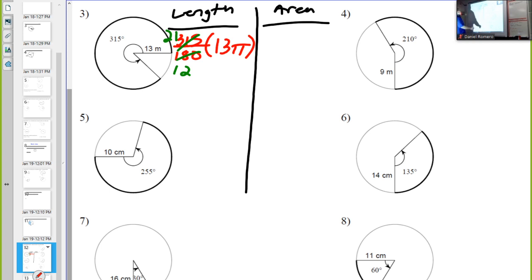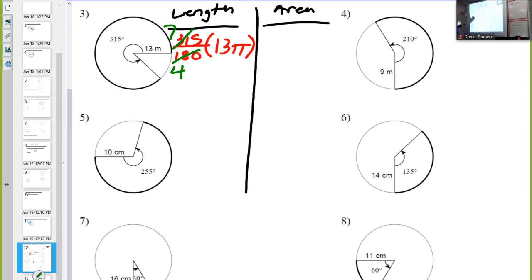Sorry, Sammy, you were wrong. It's not 15. I just noticed it now. This is a nice thing about reducing. It should be... looks like it's 45. 315 divided by 45 is 7. And 180 divided by 45 is 4.